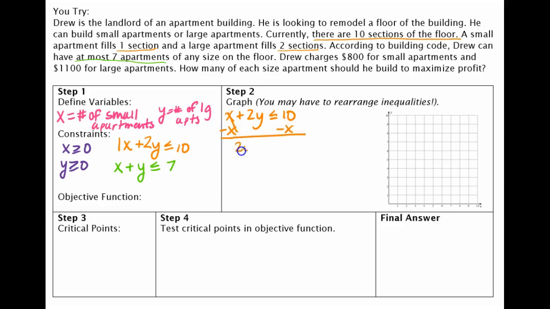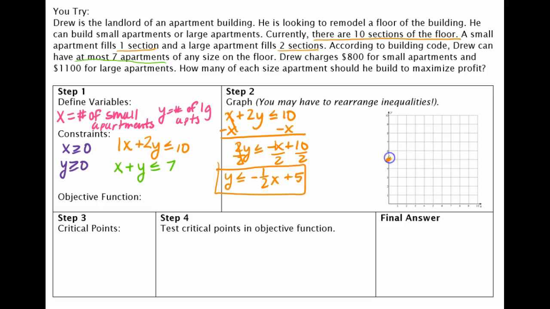So I would have 2y is less than or equal to negative x plus 10. And then if I divide everything by 2, I end up with y less than or equal to, this is really like negative 1/2 x plus 5. There's really an invisible negative 1 there. You can't see it. I like to write it as a fraction, and that way you can see the rise and run. So I'm going to go to my graph.